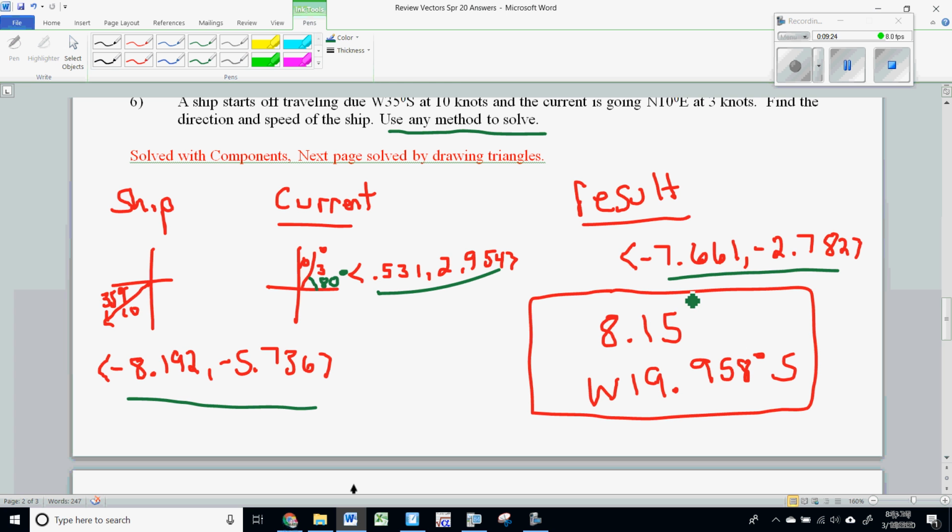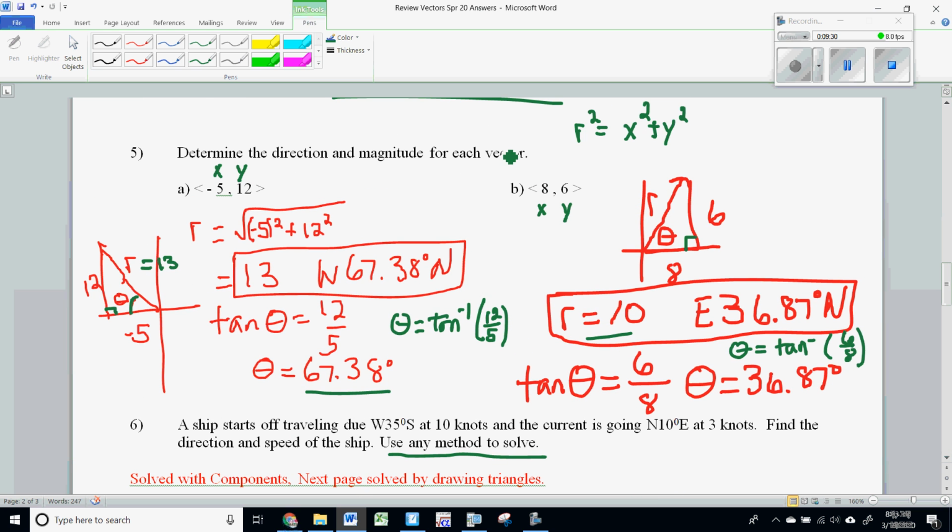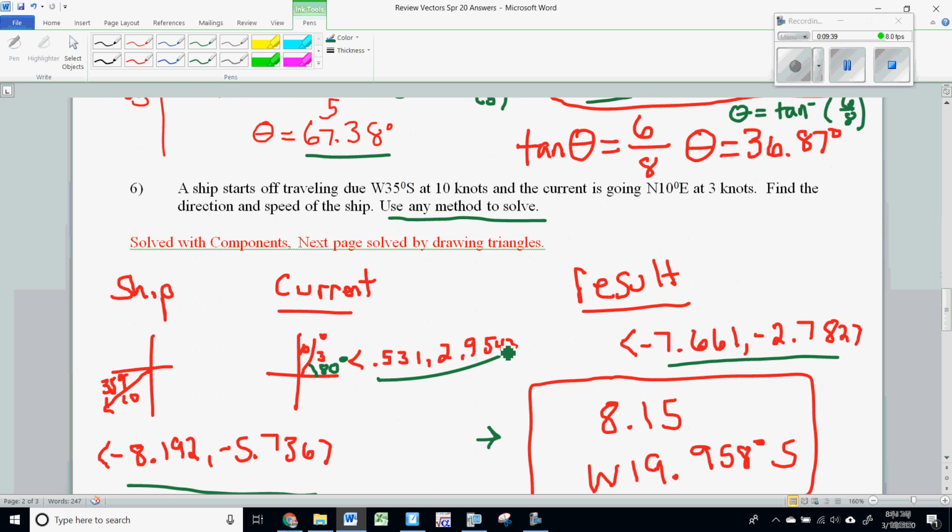And once I have my resultant in component form, now basically I'm doing the same thing I just did up here in number 5, where I have the components: use the Pythagorean theorem, use inverse tangent, and I can get my answer of 8.15 knots at a direction west 19.9 degrees south.